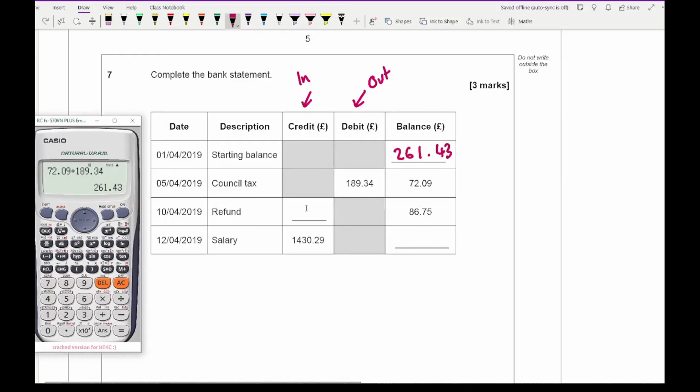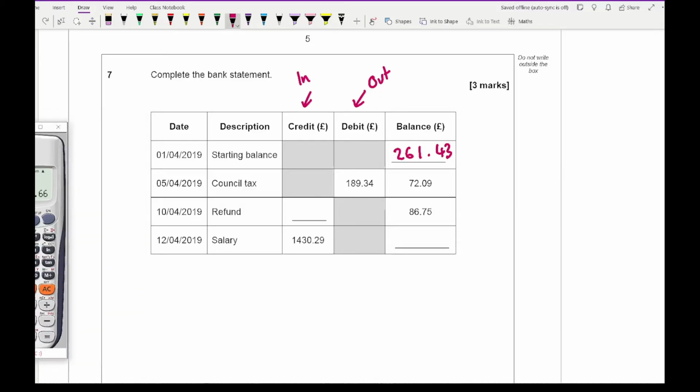Now in terms of the next amount, here what I want to see is I get some credit coming in. So my balance has gone from £72.09 to £86.75. So for this, all I need to do is take away the two numbers. So 86.75 minus 72.09, and I get the answer of £14.66. So that is what has been added.